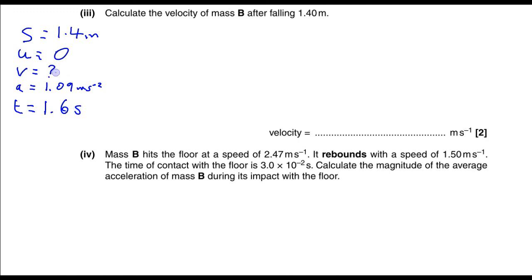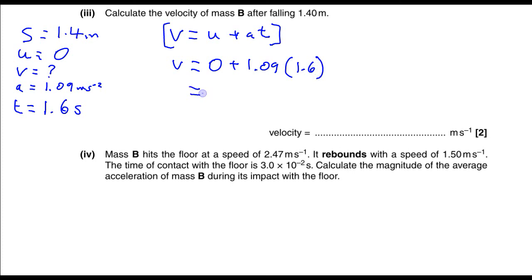Now we need to pick an equation which will give us the velocity, and we can use v equals u plus at. That gives us, with u being 0, 1.09 times 1.6, so the velocity will be 1.74 meters per second.